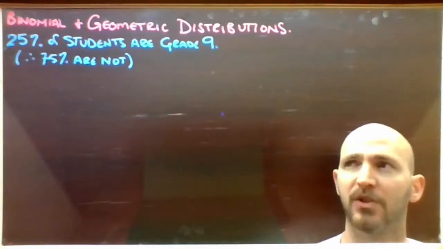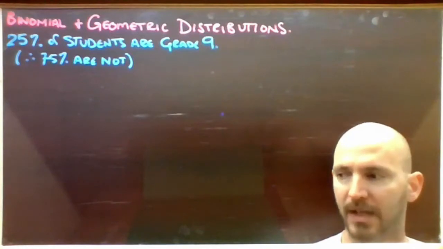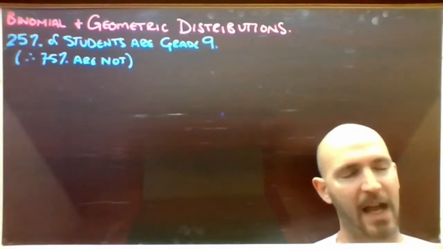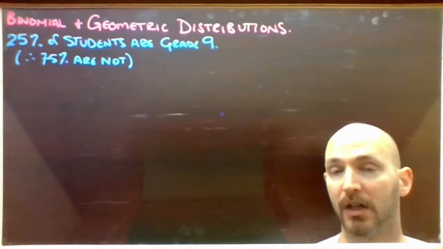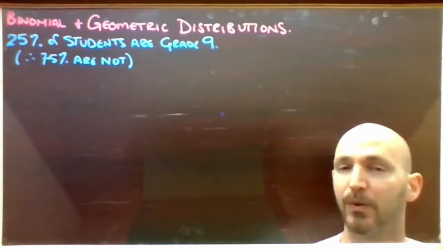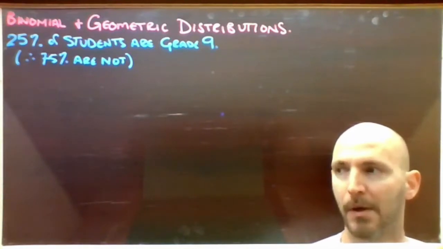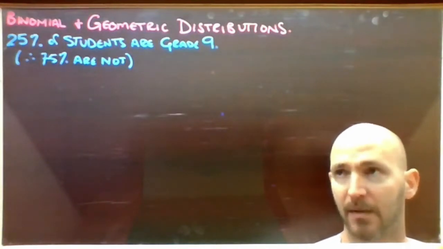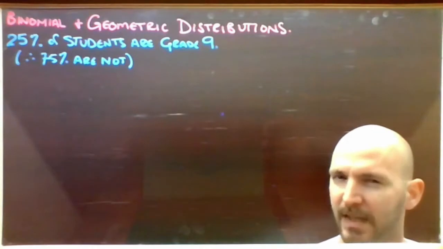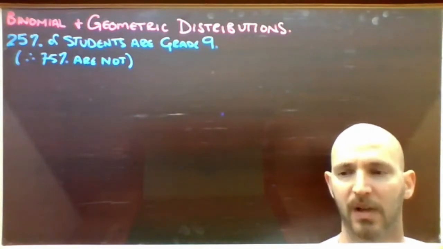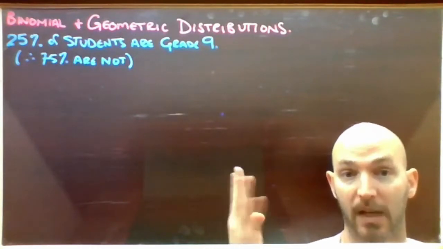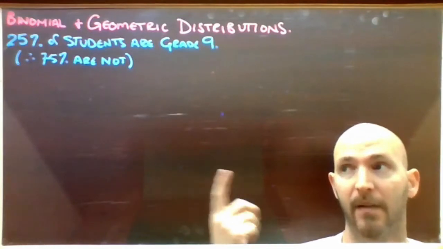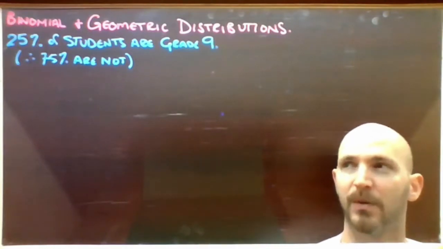So if I'm doing a geometric question, the thing I'm asking myself is, how long am I going to have to look until I find someone who is not in grade 9? So if I have a 75% chance that someone is not in grade 9, that should make sense, because a typical high school has kids in grades 9, 10, 11, and 12. That's 4 different grades, and only one of them is grade 9, so it's about 25%.